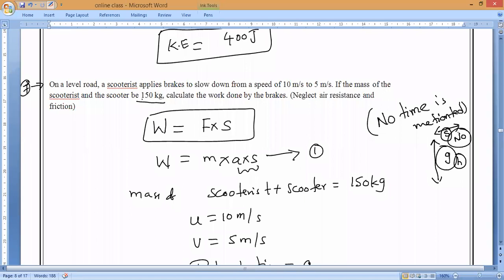Yes or no? Because if you want to use any equation, first equation, V equals U plus AT, time we should know. Second equation, S equals UT plus half AT square, time we should know. Next, third equation, V square minus U square equals 2AS, we should know the distance. Correct or not? So distance we should know, because velocities we know. So no possibility at all.